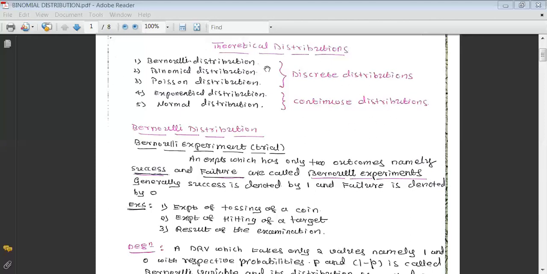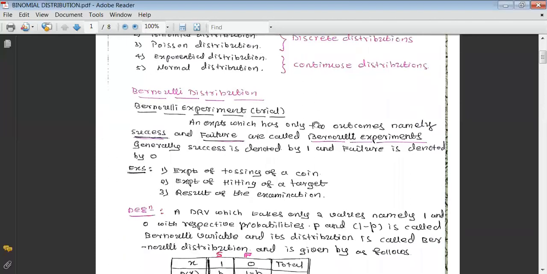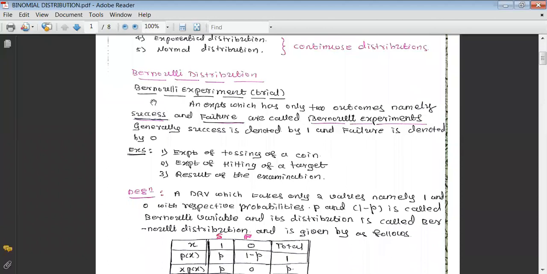This is what we have to learn under the title theoretical distribution or probability distribution. Now let us start with the first one, the Bernoulli distribution. In order to study it, first of all we have to be familiar with some of the basic definitions associated with the Bernoulli distribution. The first one is called the Bernoulli experiment or Bernoulli trial.